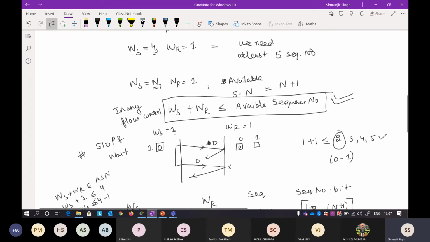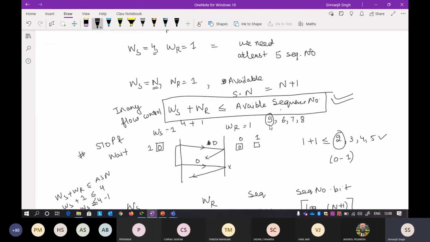Okay, so that is very, very important: how can you decide the sequence number? The sequence number count should always be sender window size plus receiver window size, and should always be less than or equal to the available sequence numbers. It can be more than that. Keep in mind, in this case 4 plus 1, it should be 5, but it can be 6 as well, 7 as well, 8 as well.